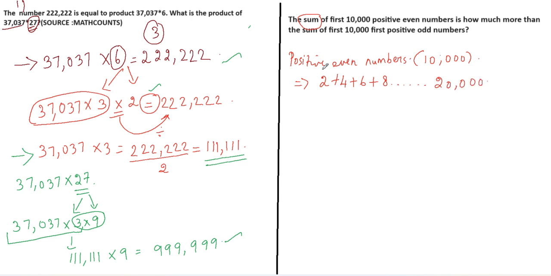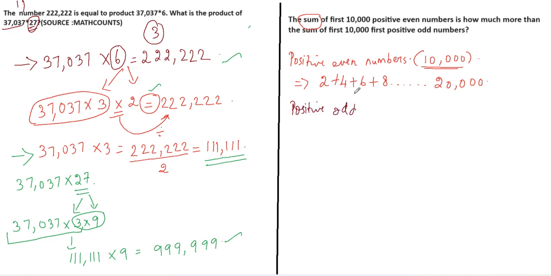Why am I telling 20,000? Because in the question they have told 10,000 count. So 10,000 into 2 will be 20,000, correct? So we have totally 10,000 positive even numbers which are starting from 2 till 20,000. The next clue they have given, we need to find out the sum of first 10,000 positive odd numbers. Let's start with that.